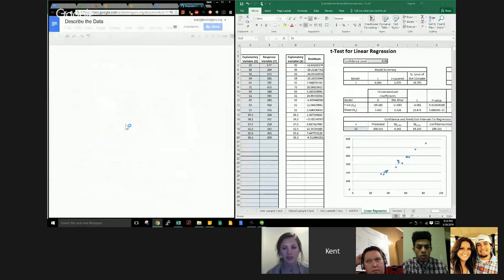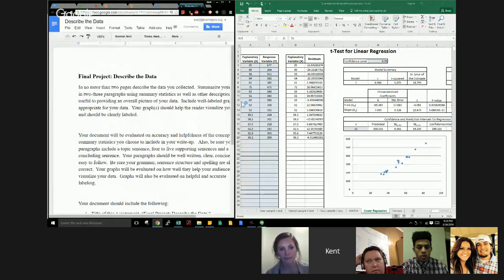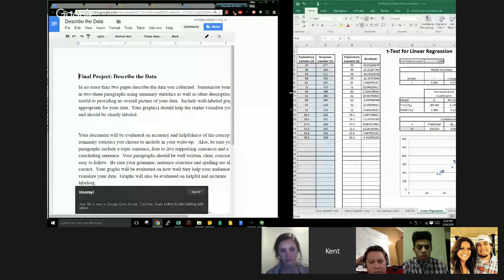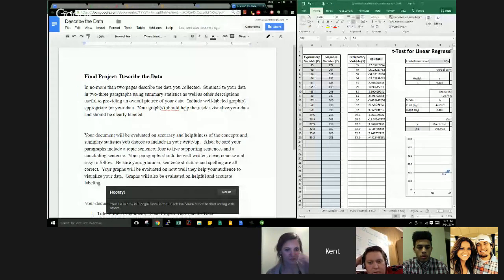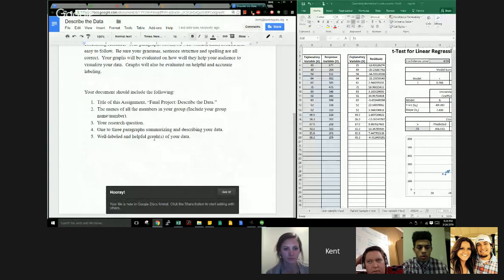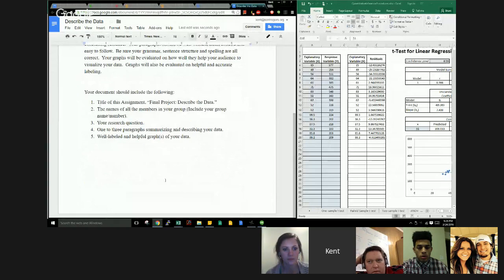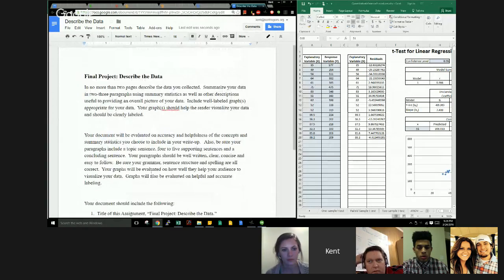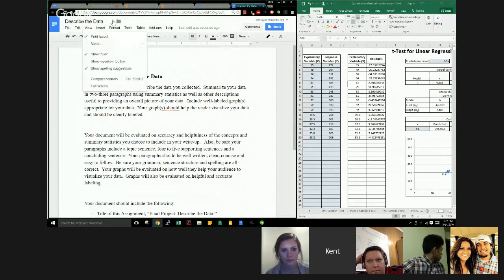Is there anything else that needed to be done for that? It looks like they're not going to give us a template for this to describe the data. But it gives us some guidelines. I'll just post this in the group folder so we can reference it, but I'll create a new document to actually work on. Very cool.